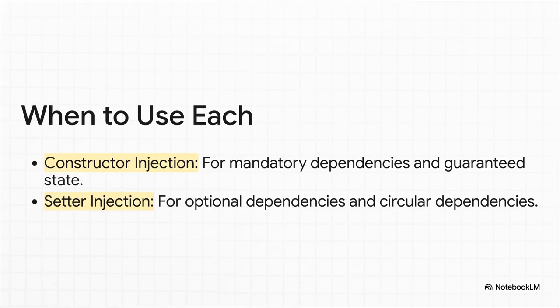So let's make this super simple. You should reach for constructor injection when your dependencies are mandatory, when you want to guarantee your object is always in a valid state, and when you want to create immutable objects. And you should go with setter injection when a dependency is optional, when you might need to reconfigure it later, or in that rare case where you have to resolve a circular dependency.